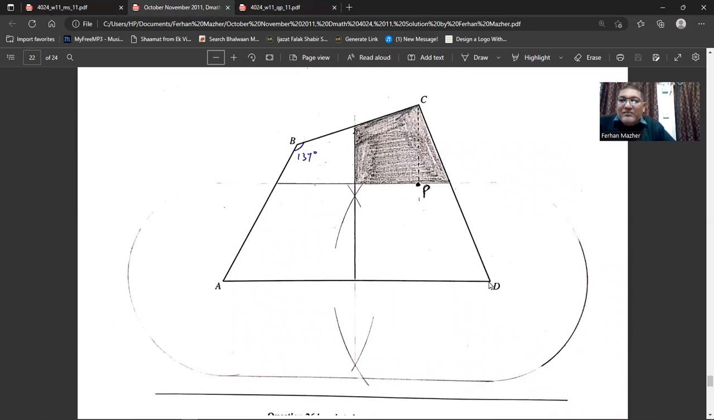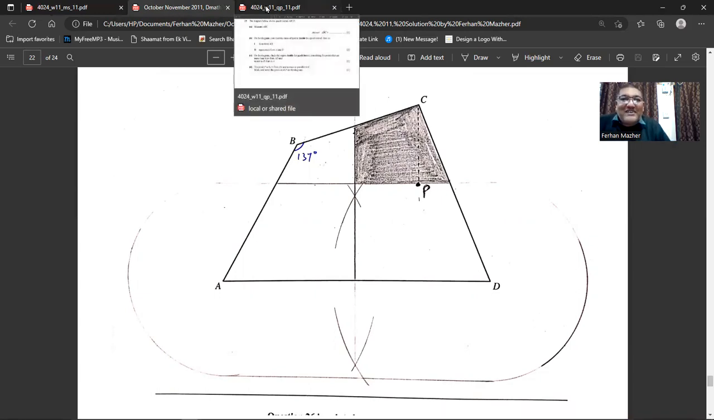Then you put the pin of the compass here. You take D as the center, put an arc here, put an arc here, this point and this point, and join them. So that will be the perpendicular bisector of AD. You can see this line, the perpendicular bisector, is equidistant from A and D.